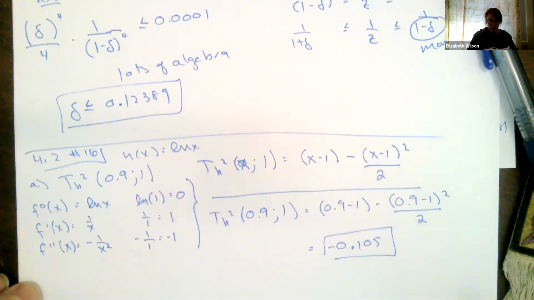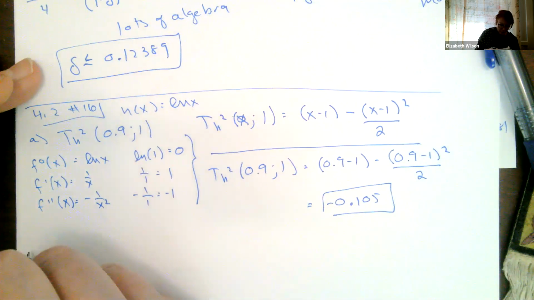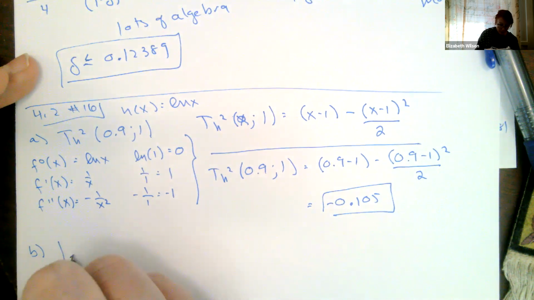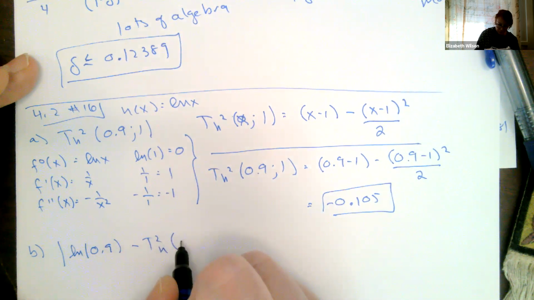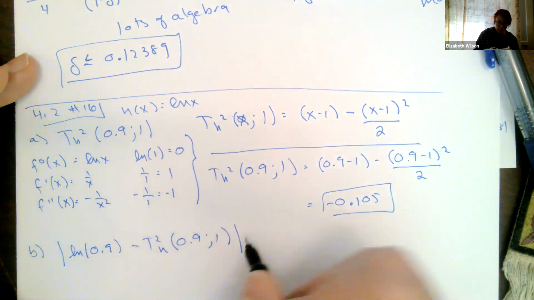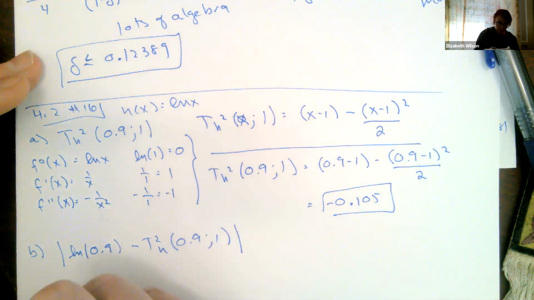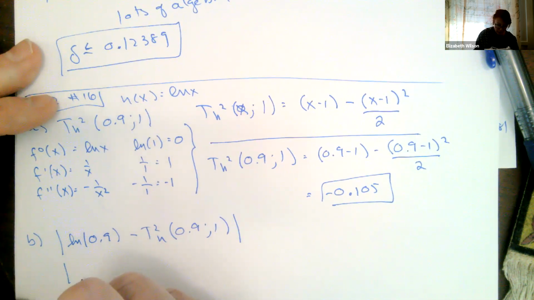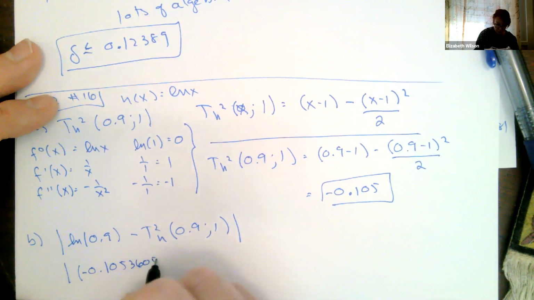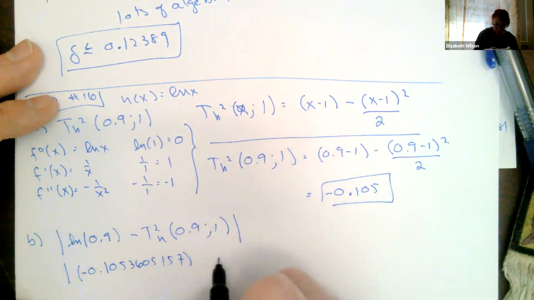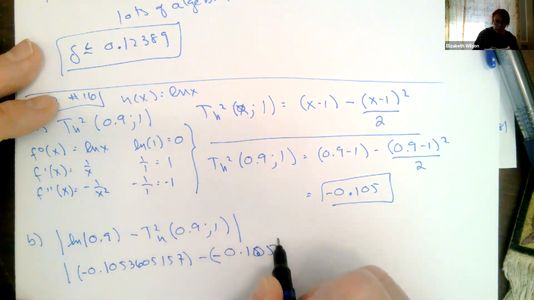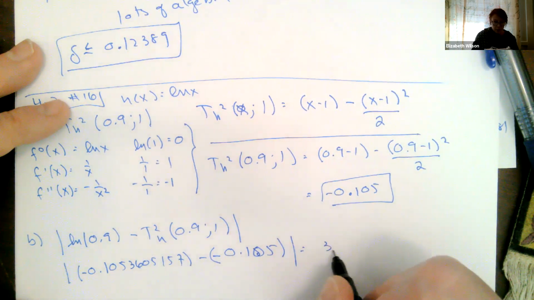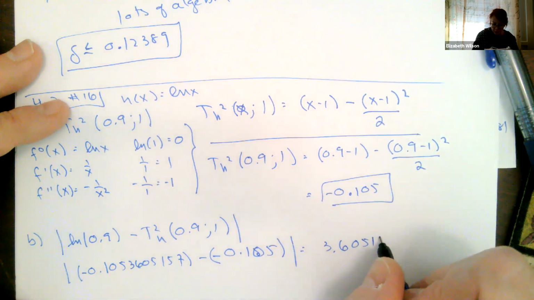Part B says, what's the difference between that and our calculator value? So this is going to be the absolute value of ln of 0.9 minus, and I'm just plugging these in for my calculator. And I'm looking at a magnitude because it's an error. Minus 0.105360557 minus a minus 0.105 gives me 3.60515 times 10 to the minus 4.